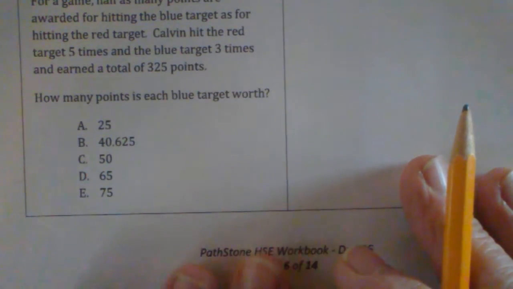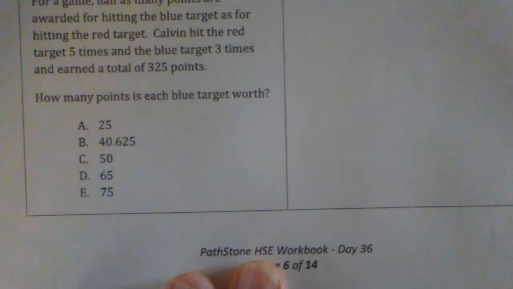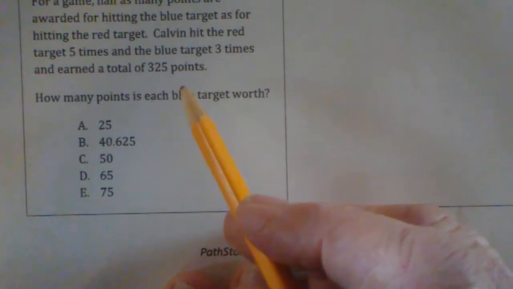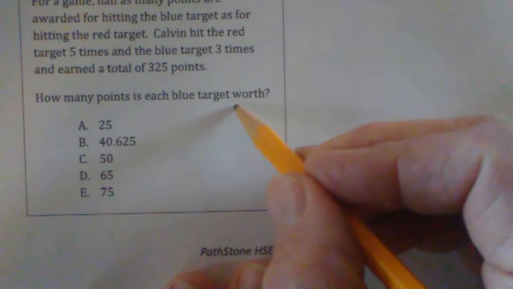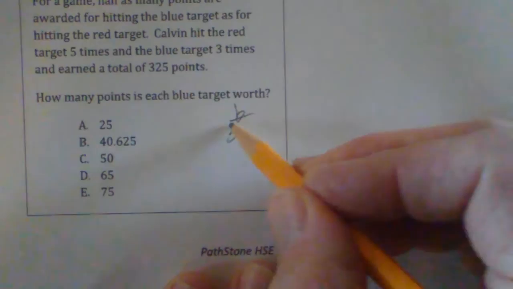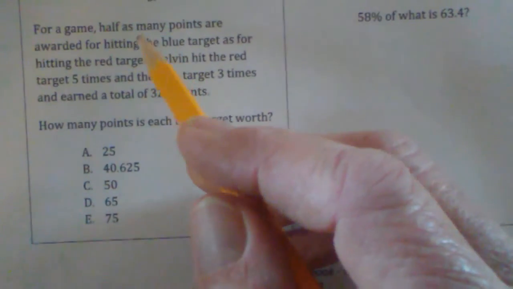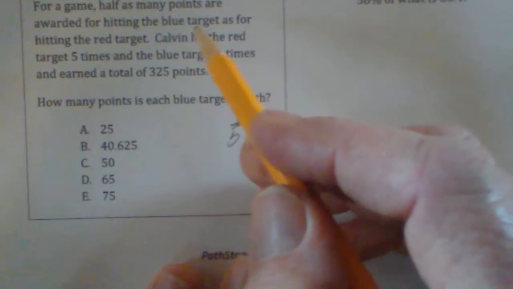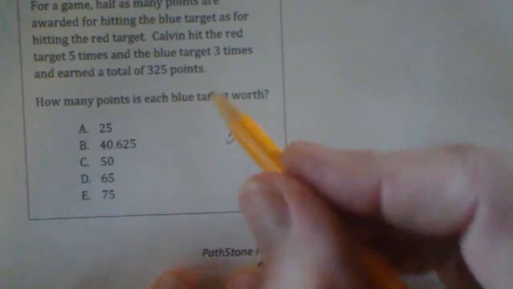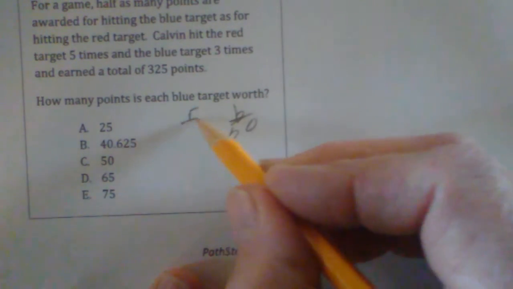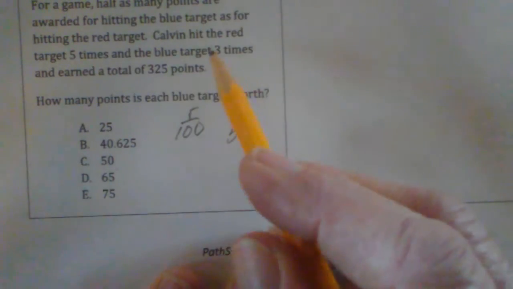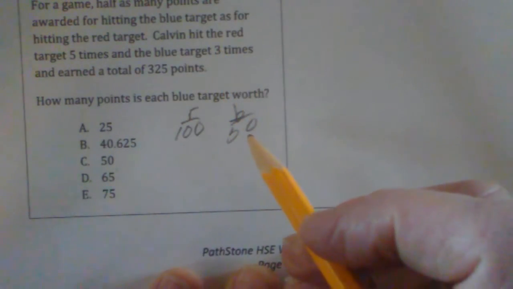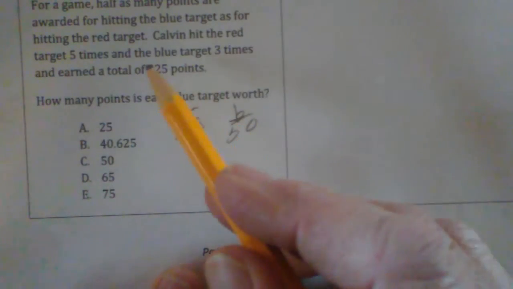Okay, he hit the red target 5 times and the blue target 3 times and earned a total of 325 points. Well, let's just take one of them. Let's take 50. If the blue is 50, it says the blue is what? Half as many points awarded for hitting the blue. The blue is half of the red. So that means red must be 100. Now, if you had 5 reds, that's 500. You're already over. And 3 blues would be 150.